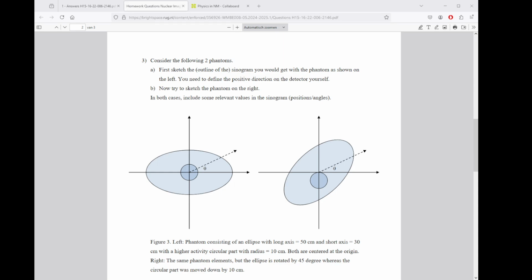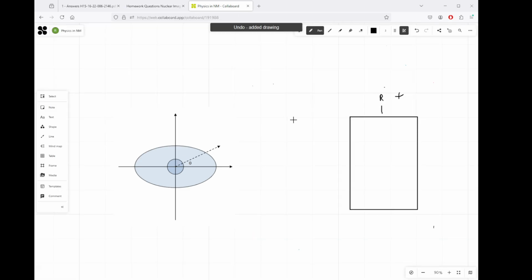All right, let's start with the third question. So now we need again to make a sinogram of the object. And for the rest, you see over here the same objects again, but here the darker object of a sphere is more shifted below, and the ellipse then has a rotation of 45 degrees. Let's first start with part A, that is this image, and then part B is to sketch the phantom on the right.